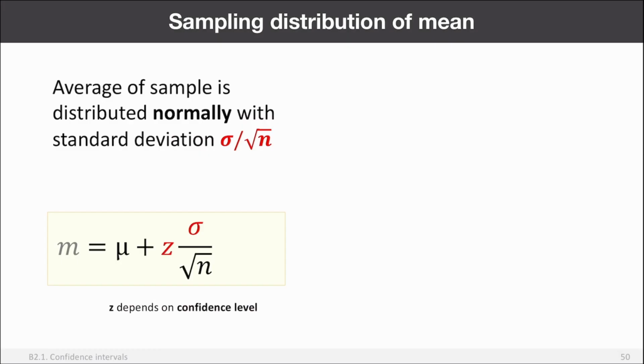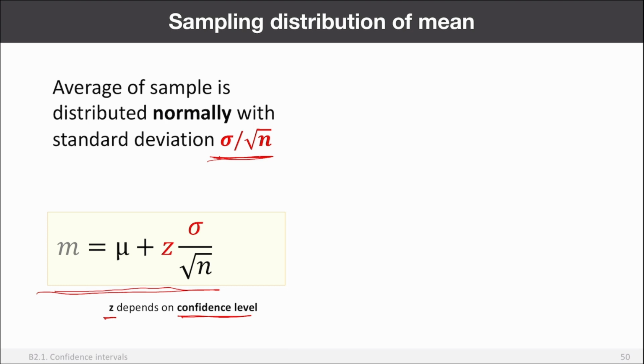Okay. So this is it. Now let's kind of make a conclusion. So average of your sample is distributed normally. Standard deviation of this distribution, which we call standard error, is sigma over square root of n, where sigma is the standard deviation of your population values and n is your sample size. And then this is how we write it mathematically. And then you remember z-score depends on the confidence level, right? If your confidence level is 95%, z-score is 1.96. If your confidence level is, I don't know, 99.7%, then the z-score will be 3.